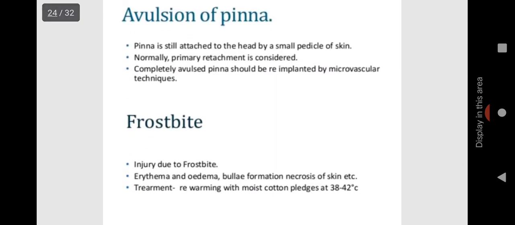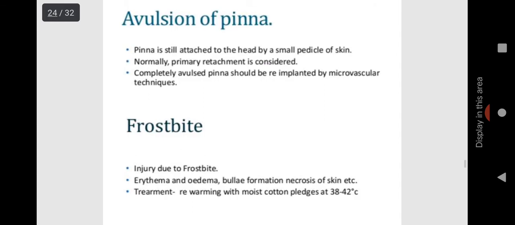Next one is avulsion of the pinna. Avulsion of the pinna means here the pinna is still attached to the head by a small pedicle of skin. You can see the small pedicle of skin on the pinna, that is called avulsion of the pinna. Normally, primary reattachment is considered. A completely avulsed pinna should be re-implanted by microvascular technique. So here the pinna is attached to the head by a small pedicle of skin. It is also happening because of the trauma.